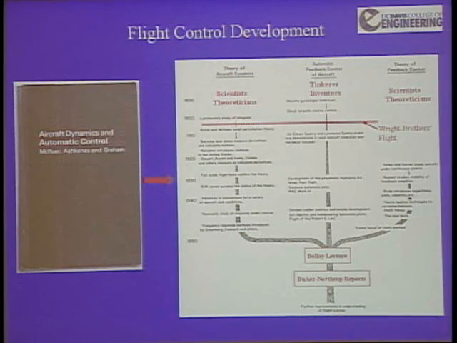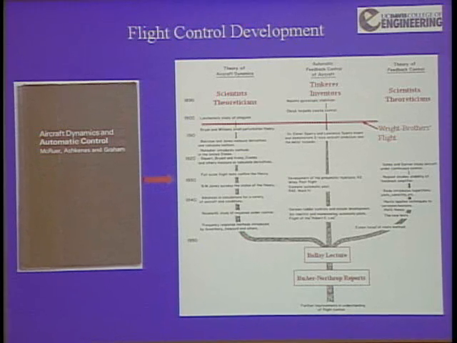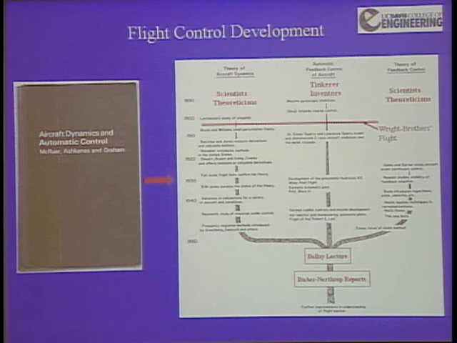In a fine textbook, I think first published in 1967 by McRuer, Ashkenas, and Graham, Duane McRuer is a name you're going to hear quite often since he has been fundamental in a lot of this work in pilot modeling. The textbook is called Aircraft Dynamics and Automatic Control. This is a diagram that appeared in the text, and it was McRuer, Ashkenas, and Graham's way to talk about the history of flight control development.